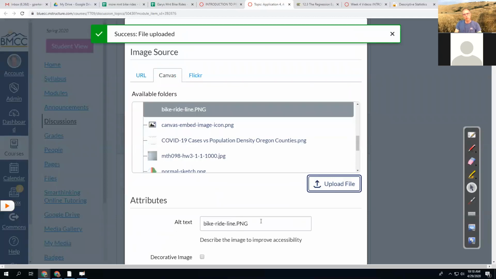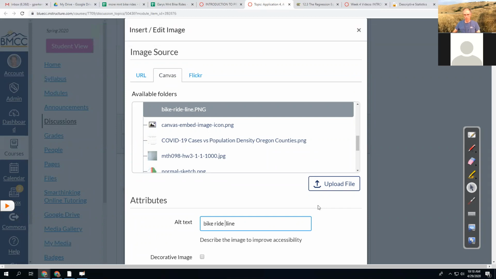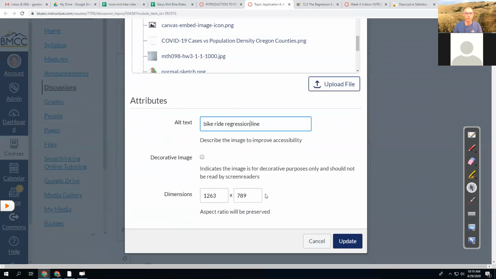It wants you to put in some alt text for screen readers. It grabs the name of the file, so usually I just give it a slightly better alt text. This is for somebody that can't see. Like when my stepfather goes to look at my stuff, he doesn't see, so his screen reader will look for that description. So, bike ride regression line, that's going to be enough for now.